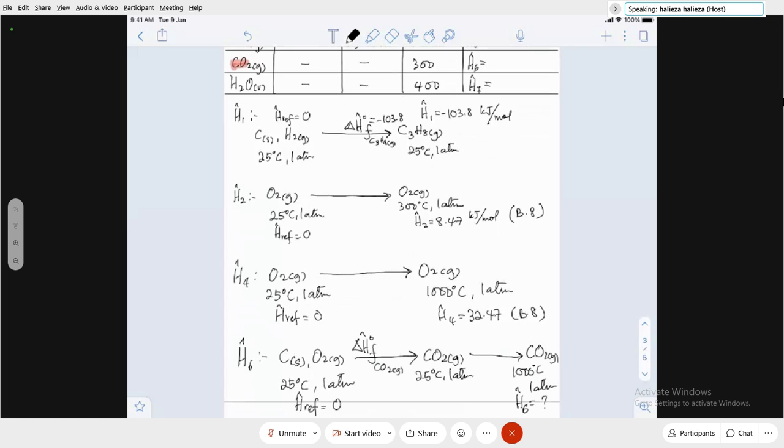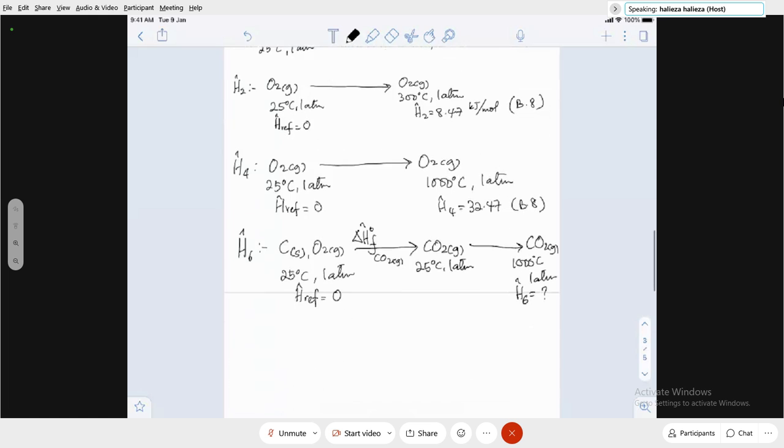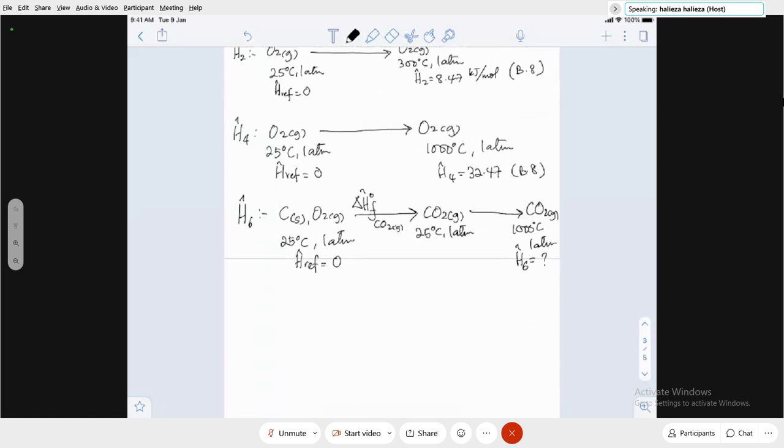Okay, so what's going on over here is that you form your carbon dioxide first. After that, you heat it up. So let's give this a subscript 1. In order to get H6, it should be the sum of the heat of formation for carbon dioxide gas plus the extra enthalpy for heating it up from 25 to 1000 degrees C.